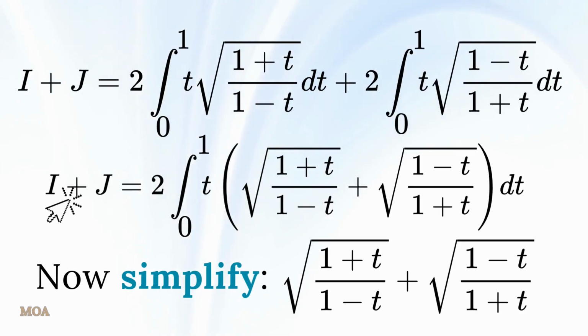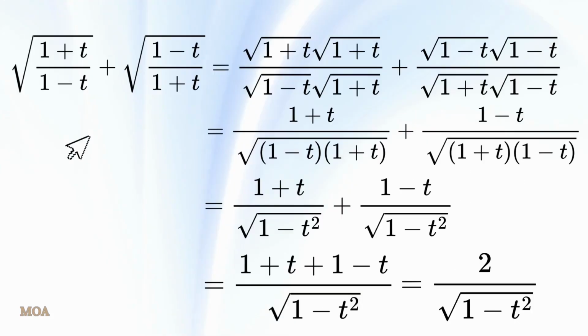We obtain I plus J equals 2 times the integral from 0 to 1 of t times the quantity, square root of 1 plus t, divided by 1 minus t, plus square root of 1 minus t divided by 1 plus t, dt. Now, focus on simplifying the expression, the square root of 1 plus t divided by 1 minus t plus the square root of 1 minus t divided by 1 plus t. This sum simplifies to the expression 2 divided by the square root of 1 minus t squared.